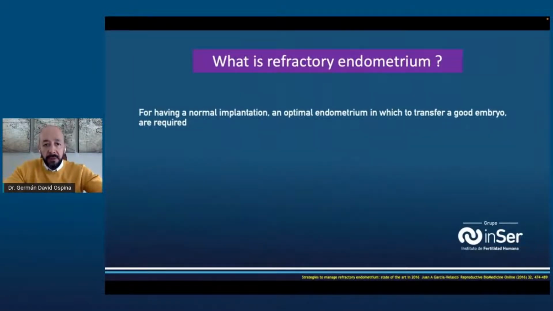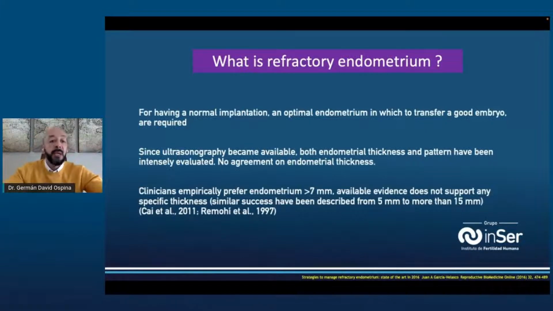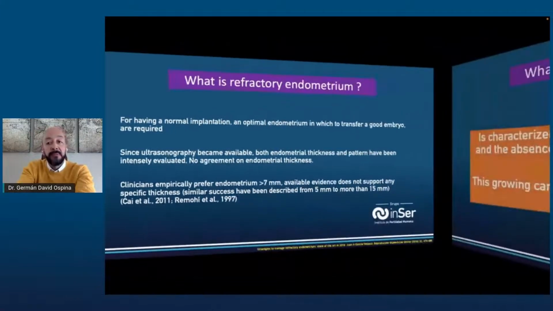What is refractory endometrium? And as I told you before, for having a normal implantation, an optimal endometrium in which to transfer a good embryo is required. This is an essential point. Since ultrasonography became available, both endometrial thickness and the pattern of the endometrium have been intensely evaluated, but unfortunately, there is no agreement about the endometrial thickness. Most clinicians empirically prefer endometrium greater than 7 millimeters, but the available evidence does not support any specific thickness. Some studies, for example, Dr. Remouy, say that similar success has been described from 5 to 15 millimeters.